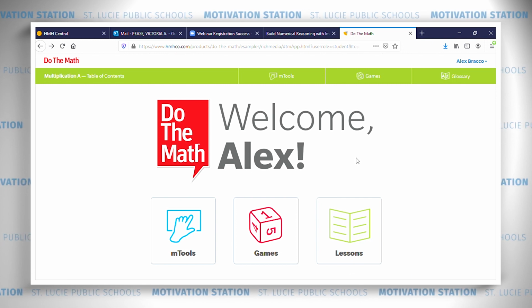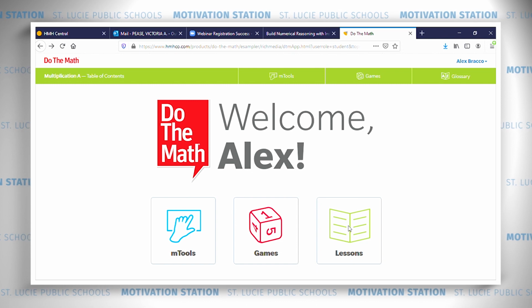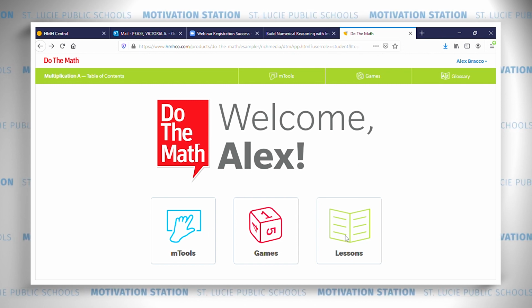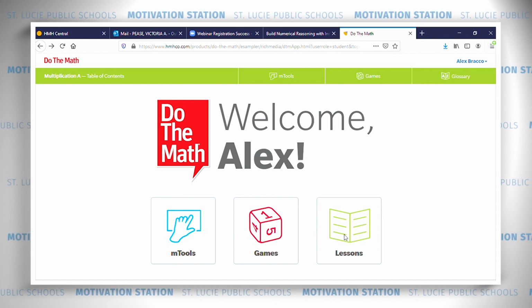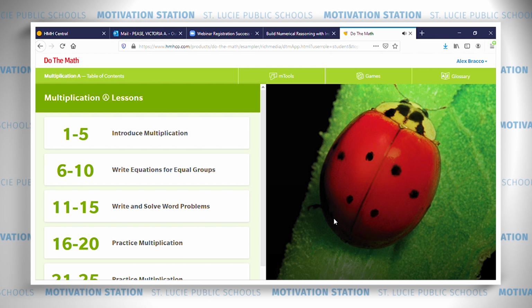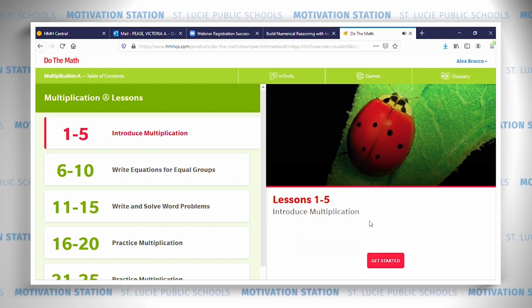So again, like I said, I like to go in through lessons. That way you can kind of keep track of where we are. But again, you could go to games or tools. But if you go to lessons, we're going to do the circle and stars capture. So I'm going to click on lessons, and that's in our lessons 1 through 5.